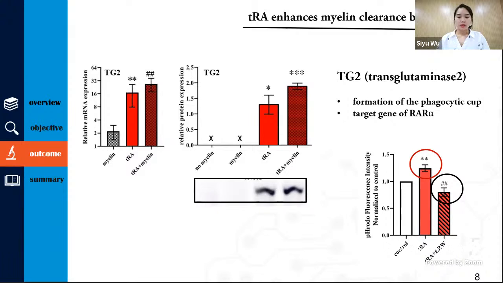We were also interested in the interactions between myelin phagocytosis and the inflammatory phenotypes of the macrophages. Retinoic acid significantly reduces the expression of pro-inflammatory factors like iNOS and IL-1 beta.